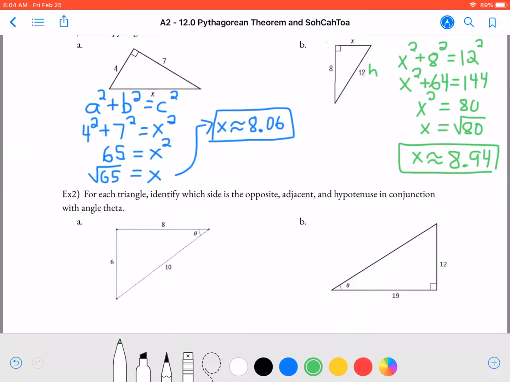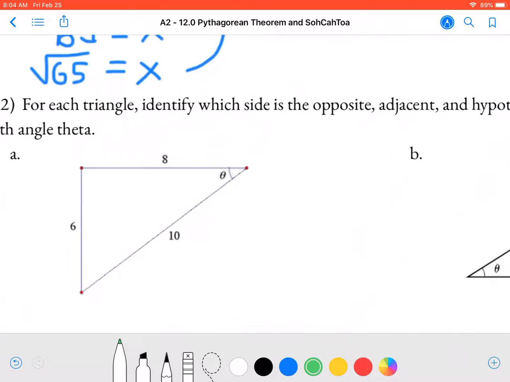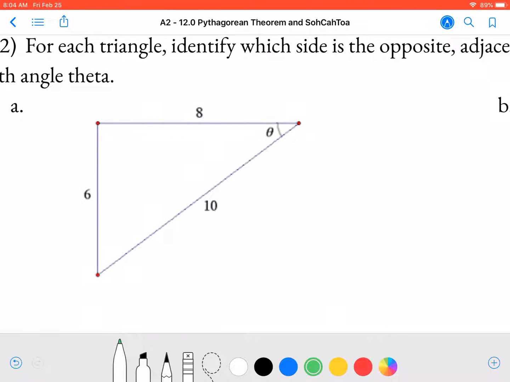Example 2, we're just identifying which side is the opposite, which is the adjacent, and which is the hypotenuse. So what I like to tell people is pretend that you are a little person and you are standing at the angle that they have indicated here. So here's where the theta is. So here's my little person. That's where I'm standing. The hypotenuse is never going to change. The hypotenuse is always the hypotenuse. So in this case, here's my hypotenuse.